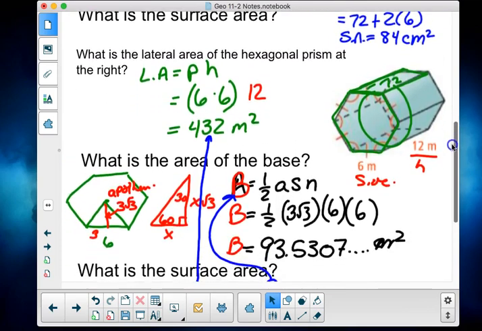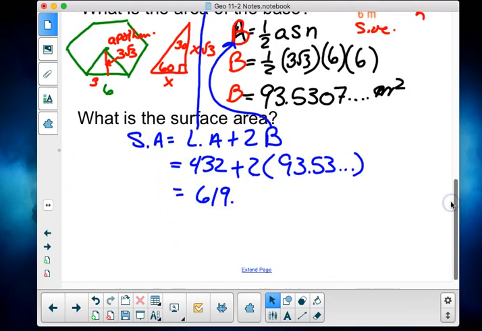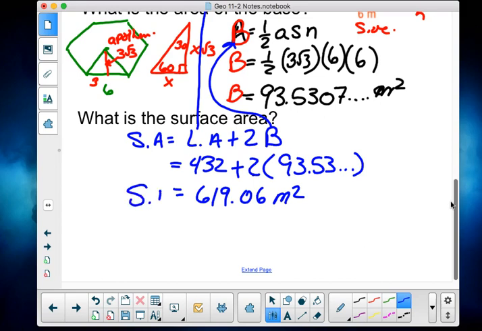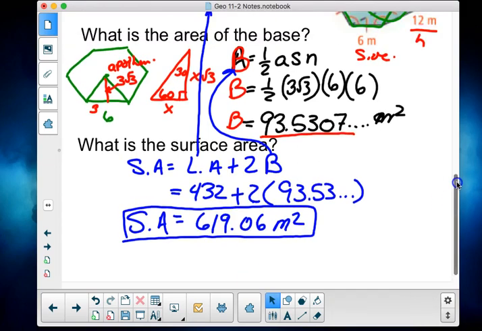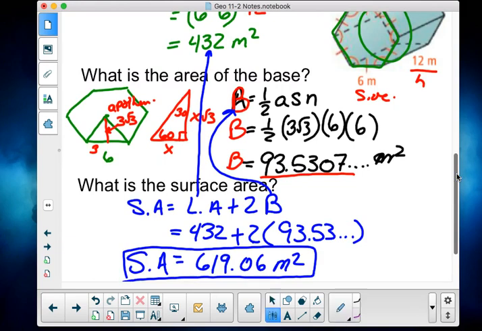What is the lateral area of the hexagonal prism at the right? They didn't tell me, so I'm going to do it to the nearest penny. So I've got 619.06, and that is meters squared. So that's my surface area. Okay, and I've got units on there. Please keep in mind my base area and my lateral area were found, and then I combined them to be the surface area.